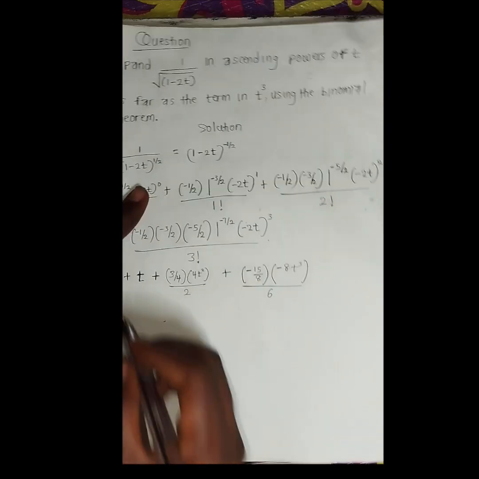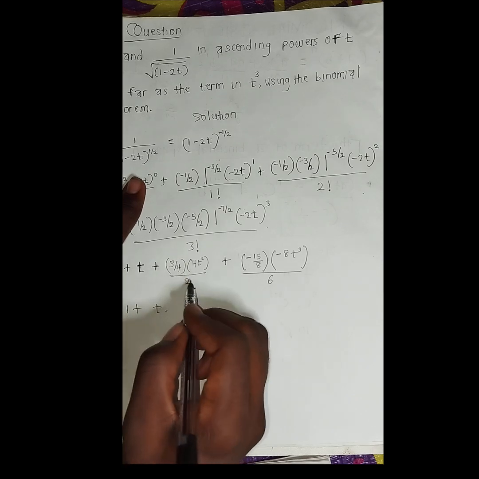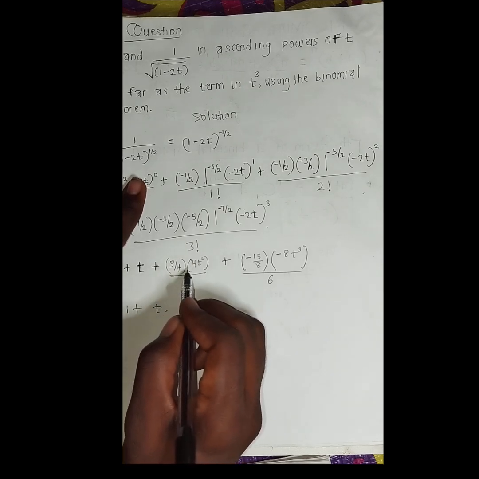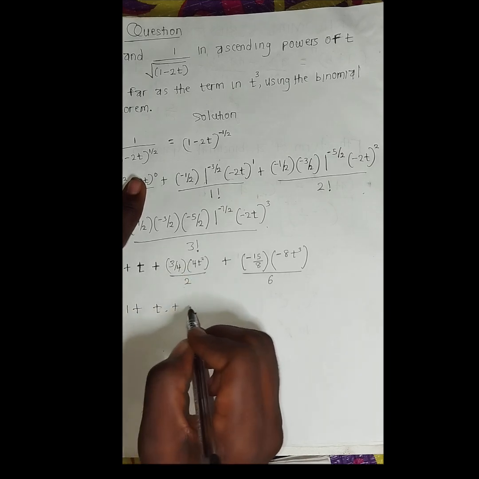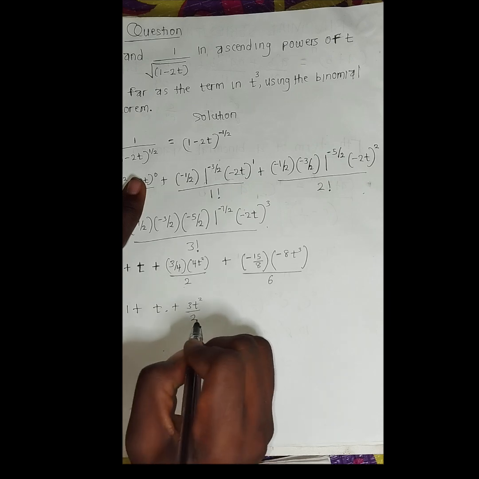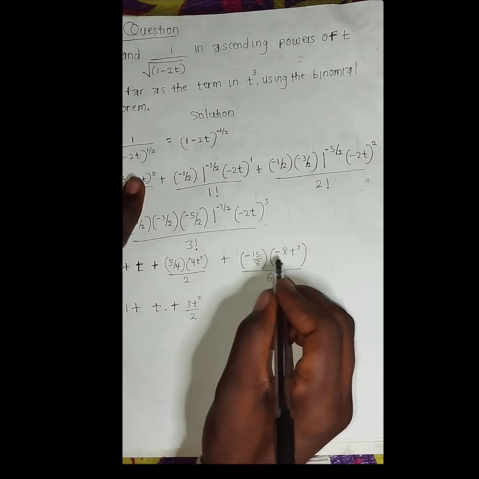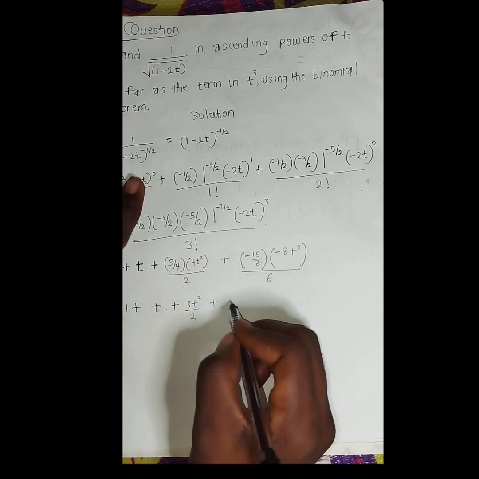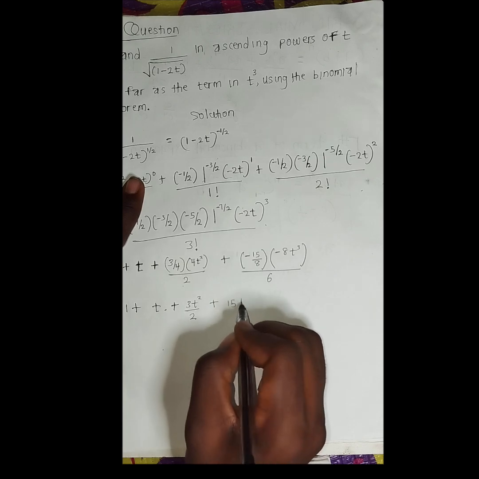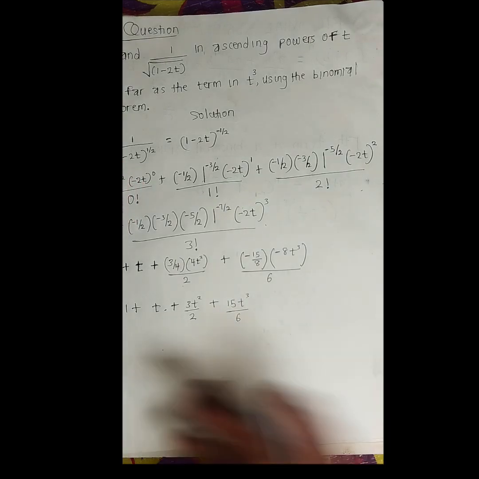Now, let's break it down. That's 1 plus t. Now, 4 can cancel this 4, of course. So that's 3t squared over 2. Plus, this one also. Minus times minus is plus. 8 can even cancel 8. So that's 15t raised to the power of 3 over 6. You are done. That's all.